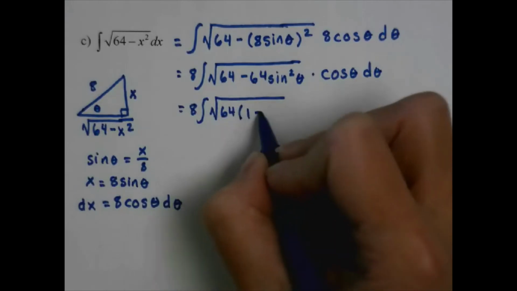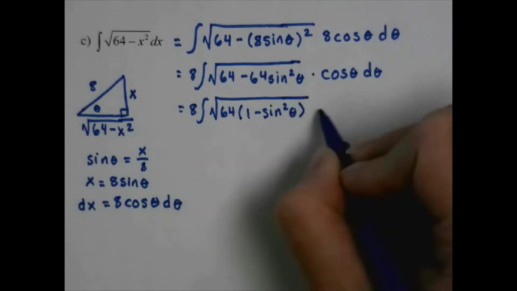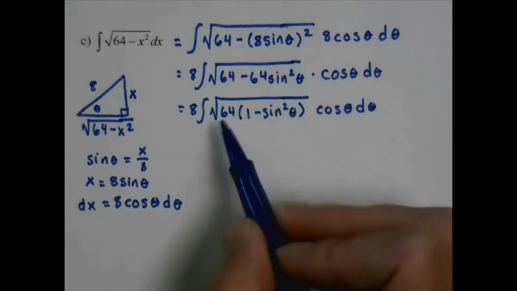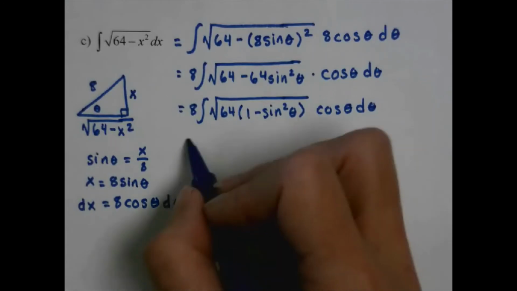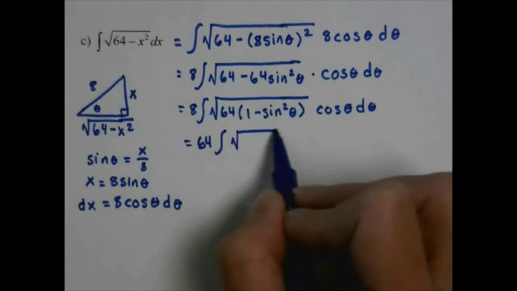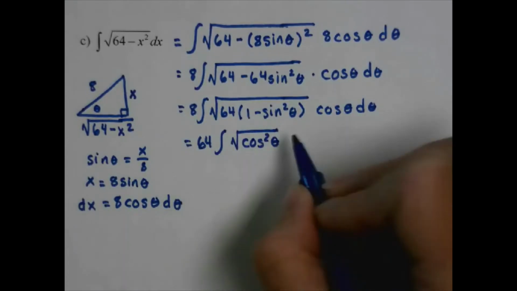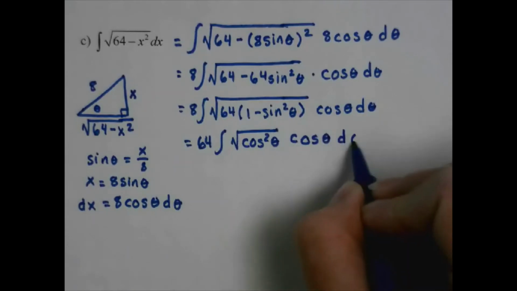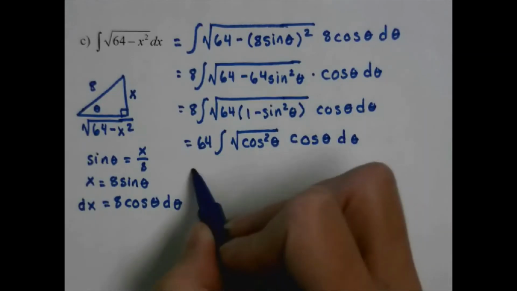Which leaves me with 1 minus sine squared. Okay, so square root of 64 is 8, so I'm going to multiply that 8 with that 8, so we're going to have 64 on the outside. On the inside, I'm going to have the square root of, well, 1 minus sine squared is cosine squared. Square root of cosine squared is cosine.